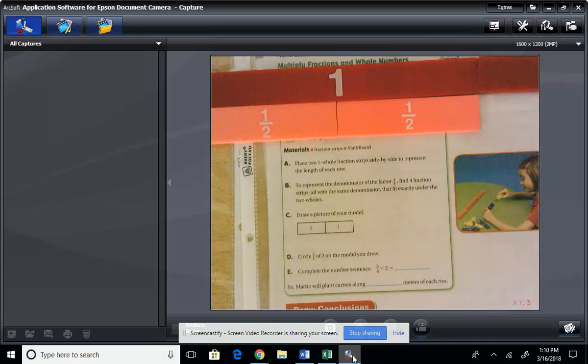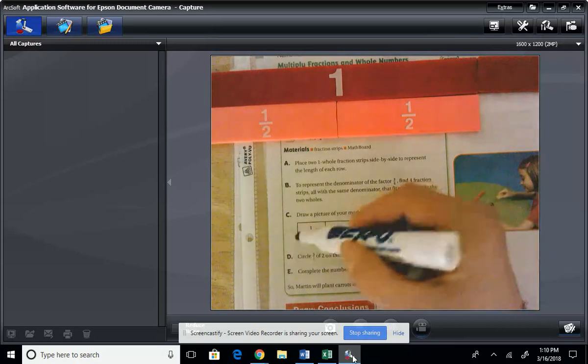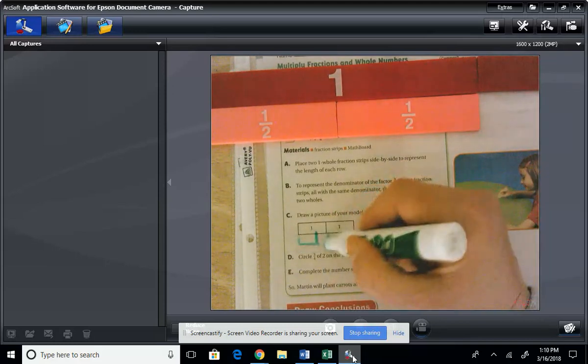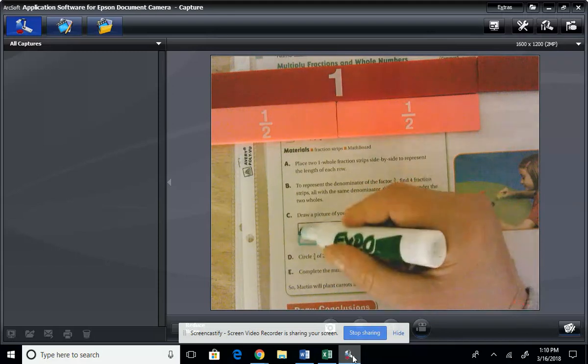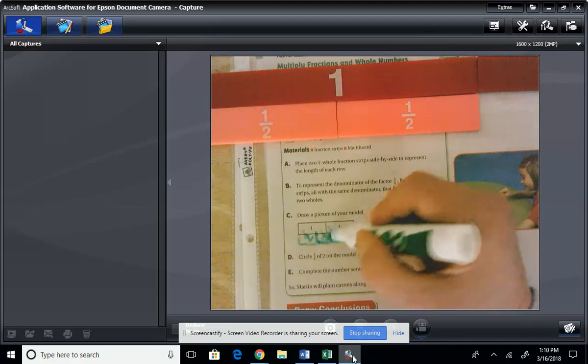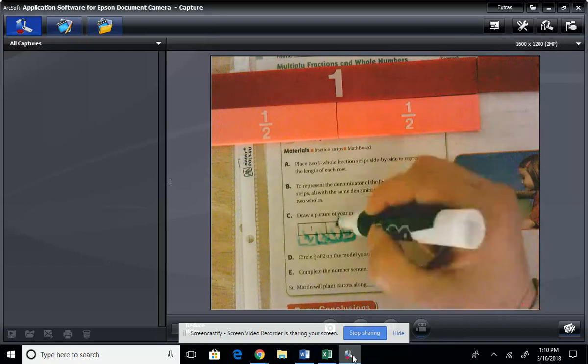So if we were drawing this, and this is your model, I put halves out. Okay, that one doesn't work. So I'm going to draw what I put out. I'm going to put 1/2 in each one of these. All right, circle 3/4 of 2 on the model that you drew. So I'm going to circle those that I drew, and if you look, how could I draw 3 of those? Well, it would be 1 whole one and 1/2 of the other one.